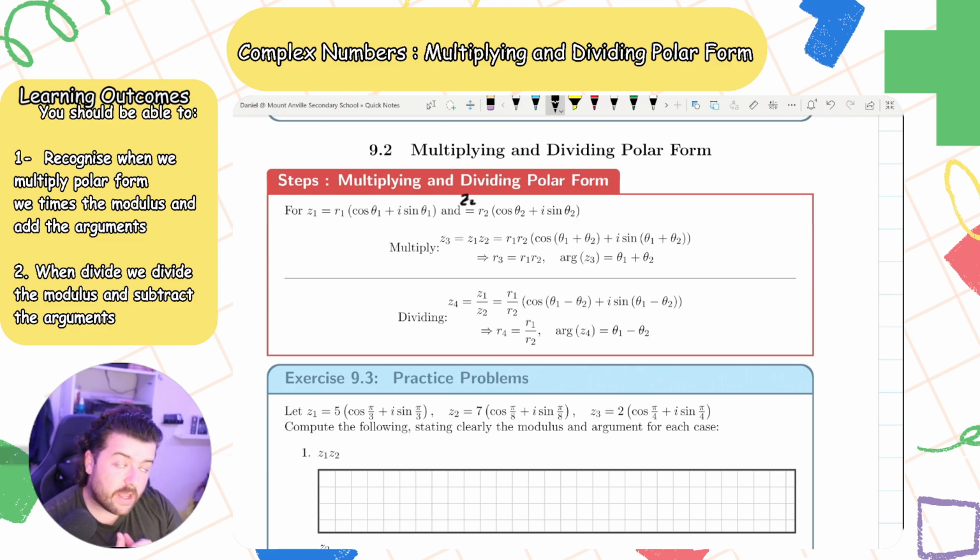When we multiply complex numbers together, all you do is multiply the moduli and add the arguments. That's it. Very straightforward. So when we multiply two complex numbers in polar form, we multiply the modulus and add the arguments. Similarly, if we're dividing complex numbers in polar form, we divide the modulus and subtract the arguments.